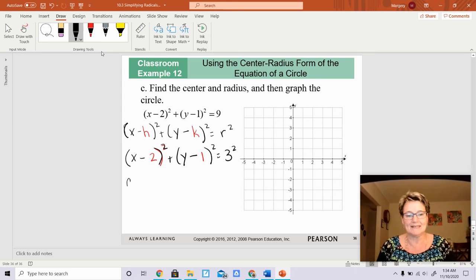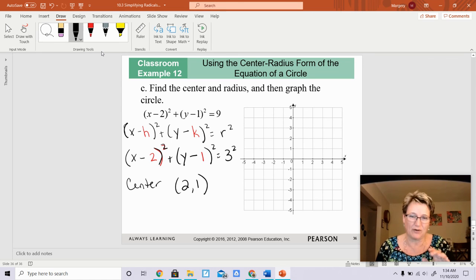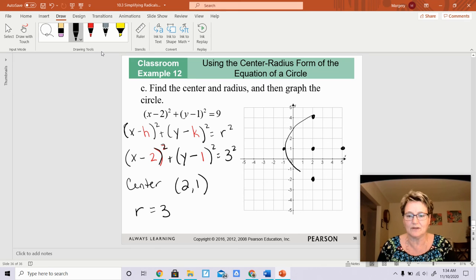So first of all, my center will be (2, 1), because remember that negative on the outside is just part of my formula. And my radius is going to be 3. So I'm going to graph that: over 2, up 1. At this point, I'm going to go 1, 2, 3 in each direction. And then I'm going to try drawing a circle the best I possibly can. And that's a terrible looking circle.